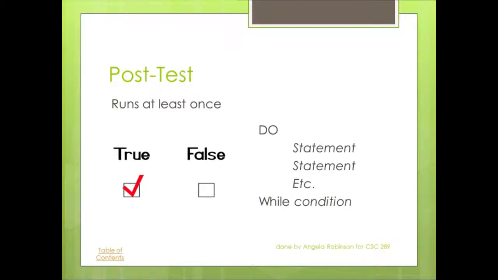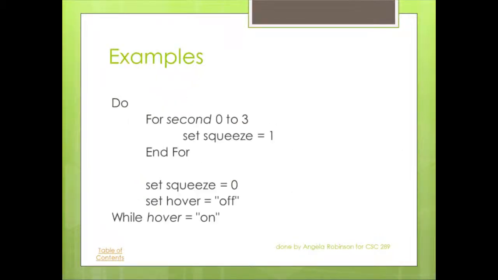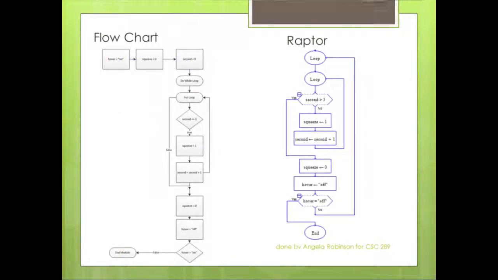This last line indicates the post-testing. Here I show the same code for applying the toothpaste, only I check to see if hover is on after the statements are performed at least once. Here are the flowcharts adjusted for the do-while loop. Notice the diamond for checking hover is at the bottom of the loop instead of the top.